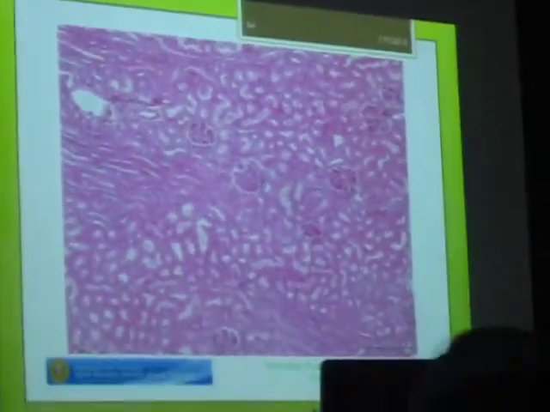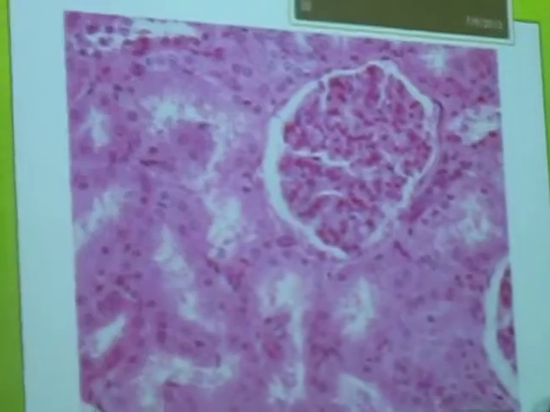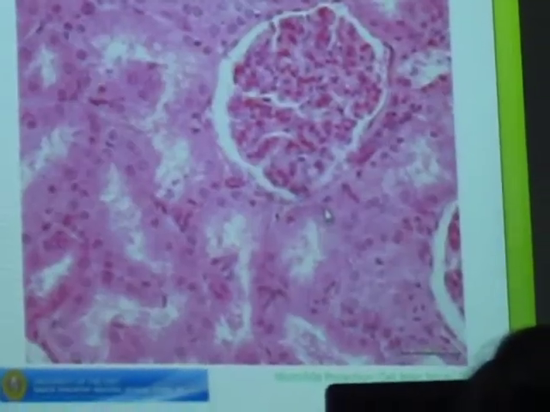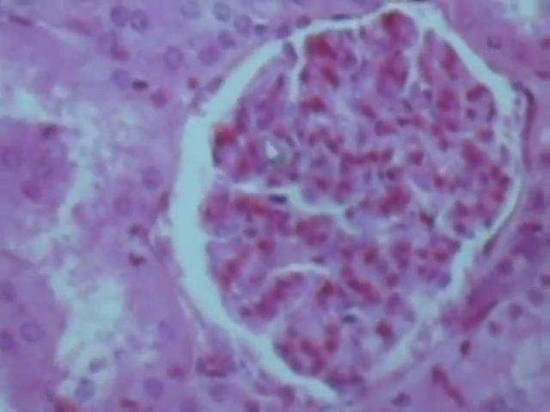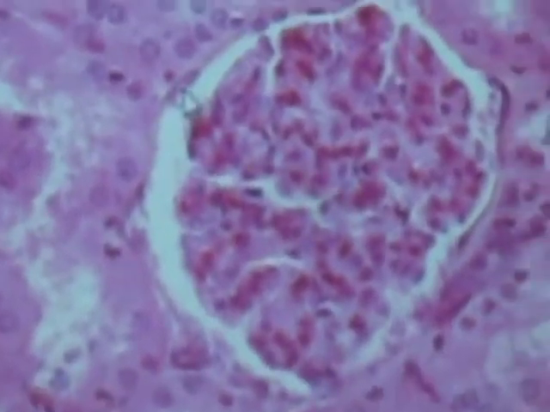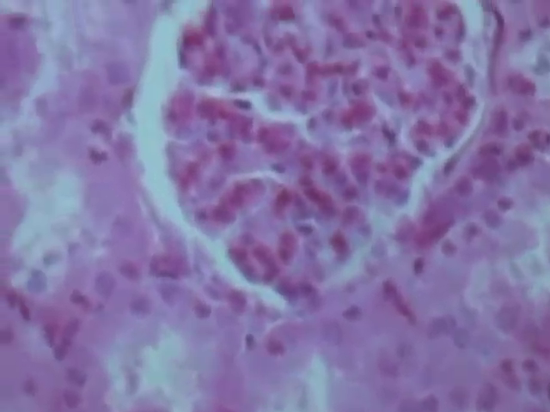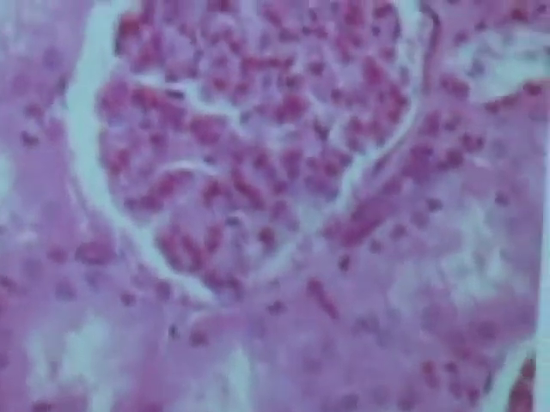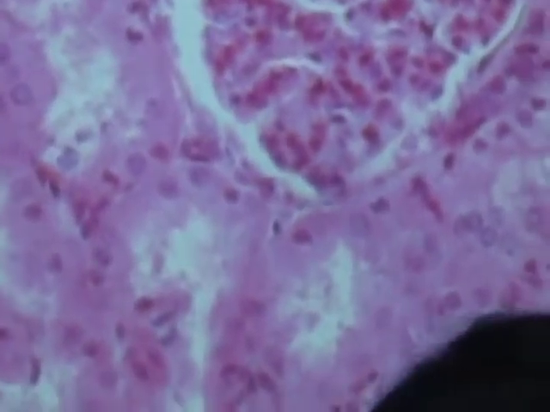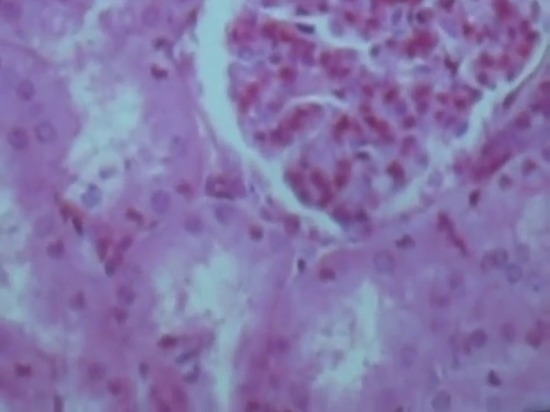Okay, panoramic view of the kidney composed of glomeruli and tubules. So this is the glomerulus, the Bowman's capsule, and the parietal layer of the Bowman's capsule is lined by, classify the pointed tissue. Simple squamous epithelium.